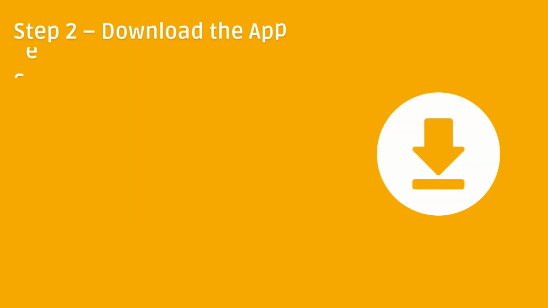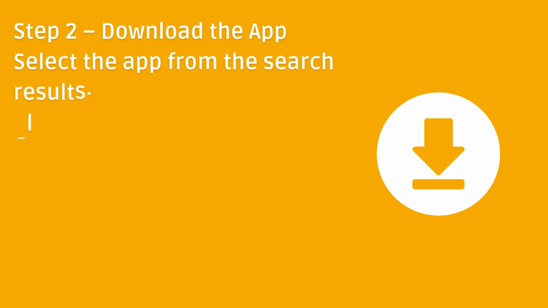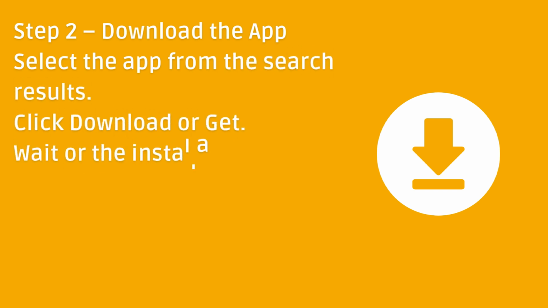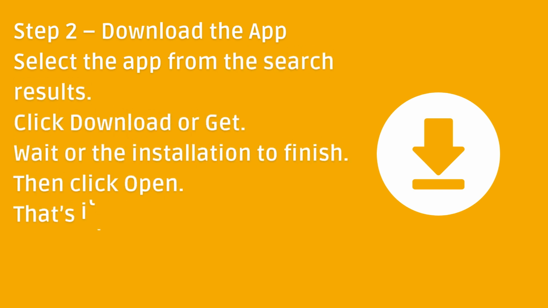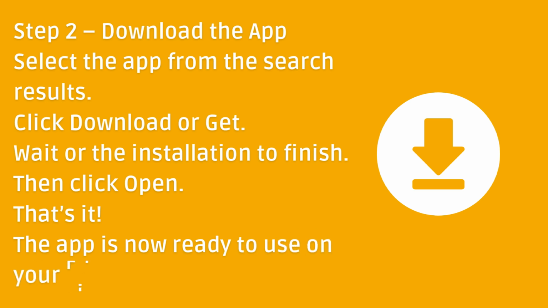Step 2. Download the app. Select the app from the search results. Click Download or Get, and wait for the installation to finish. Then click Open. That's it, the app is now ready to use on your FireStick or Fire TV.